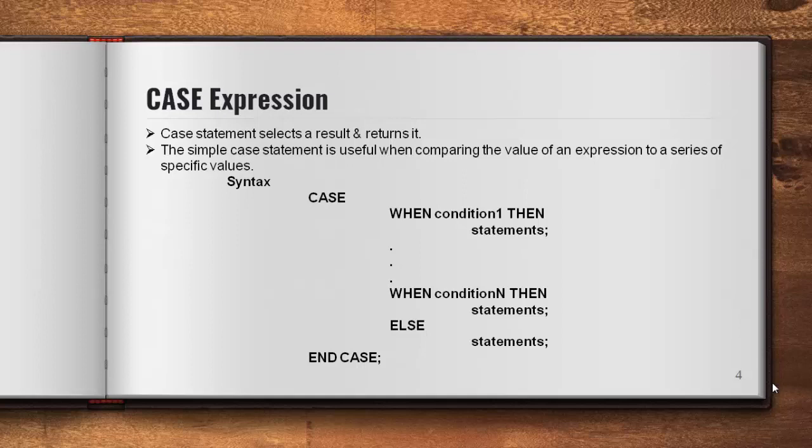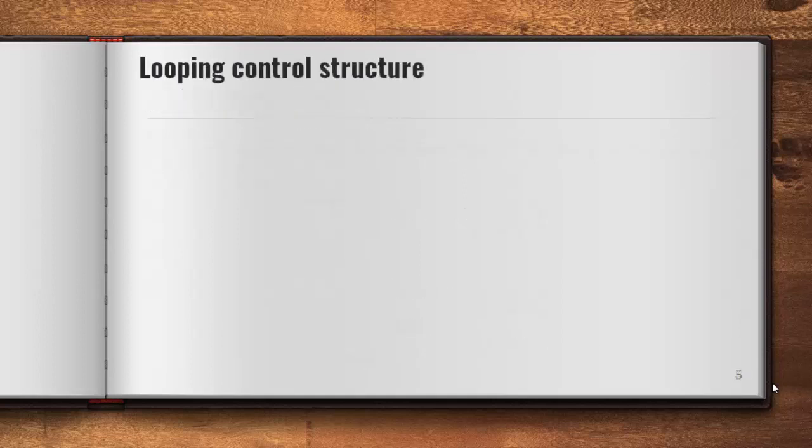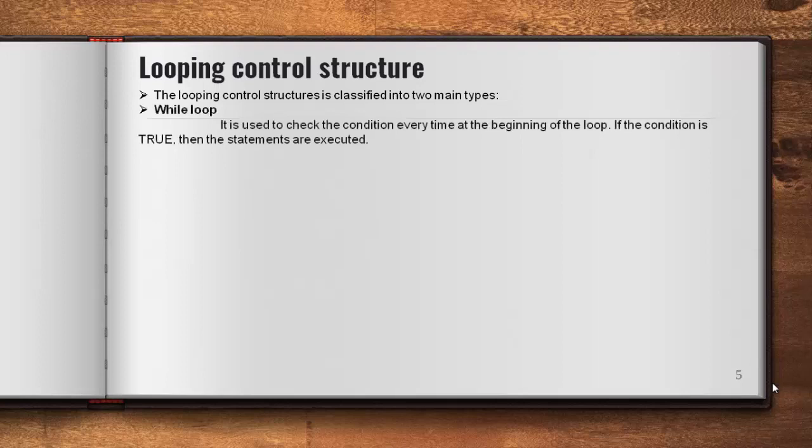And the third and final category is the looping control structure. This looping control structure is classified into two main types. Number one is the while loop, which we already know. The while loop will check the condition at the beginning. If the condition is true, it will execute the statements present inside. If the condition is false, it will exit. The syntax of the while loop is: while condition, and we provide a keyword known as do, and inside that we provide the statements, and when we end it, we end with end while and a semicolon.